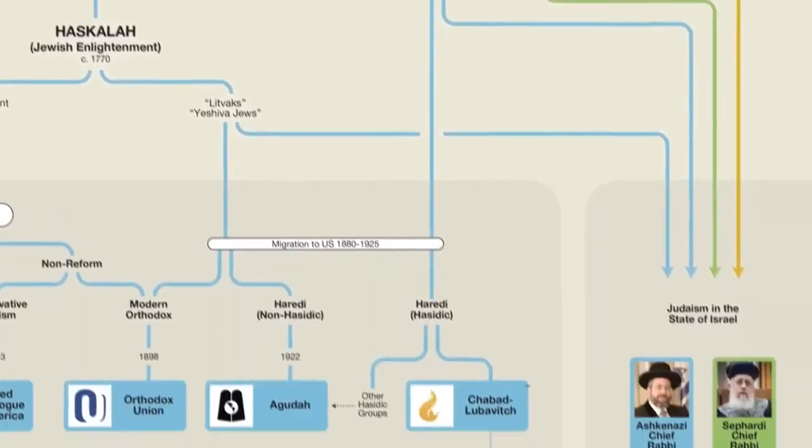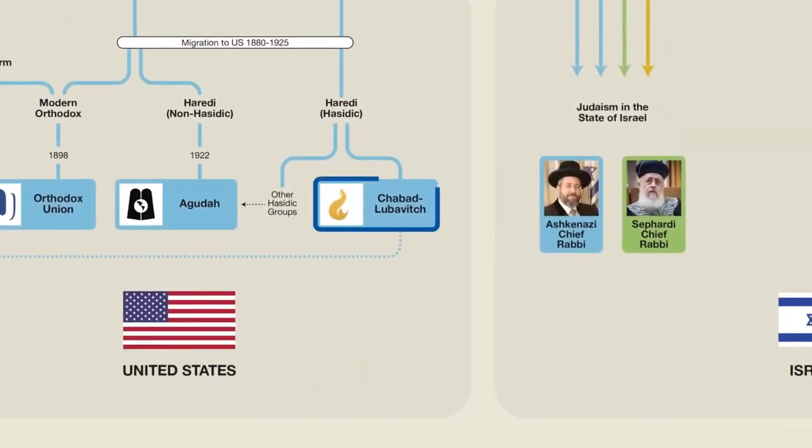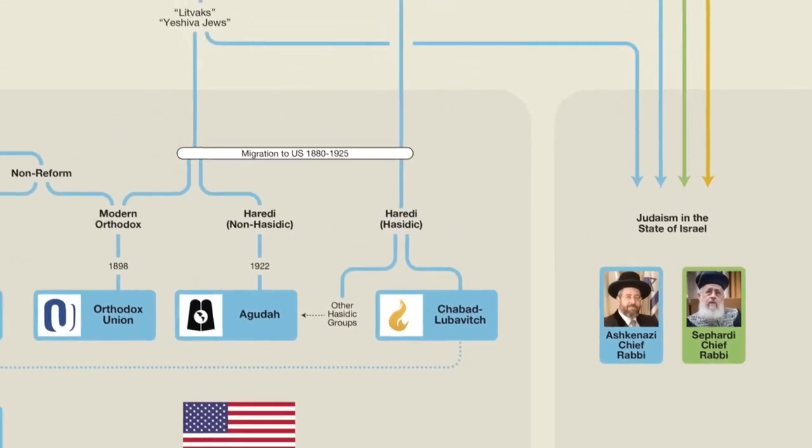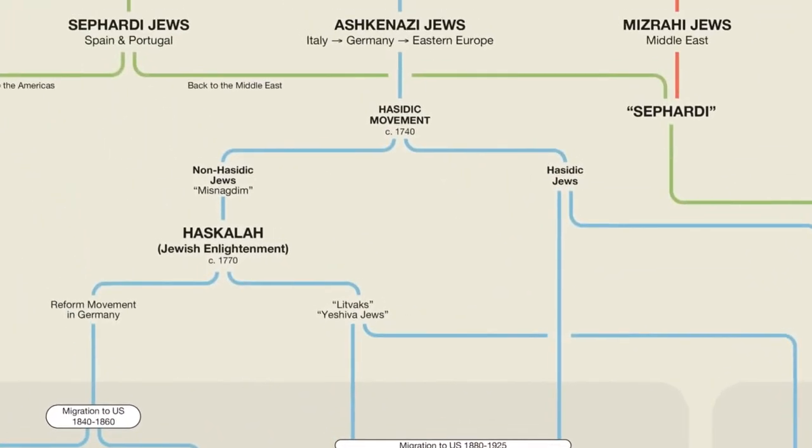So take, for example, Chabad, which is one of the largest and most well-known Hasidic groups. It was originally based in a Russian village called Lubavitch, which is why followers of Chabad are also known as Lubavitchers. The famous 20th century leader of this group, Mendel Schneerson, was a descendant of Schneur Zalman, the founder of Chabad. However, not all Ashkenazi Jews embraced Hasidism.